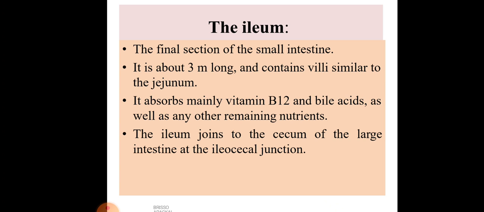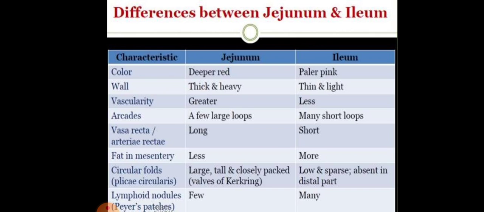The ileum joins to the cecum of the large intestine at the ileocecal junction. So these are the differences between the jejunum and ileum. Here we can see that the color of jejunum is deeper red while ileum is paler pink in color. The wall is thick in case of jejunum and it is thin in case of ileum. Vascularity is more in jejunum than ileum.